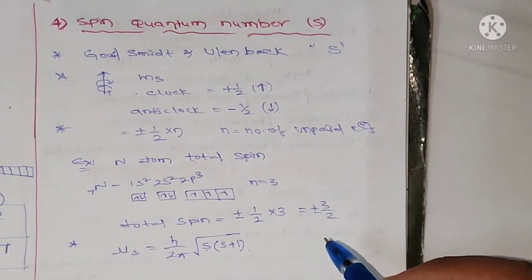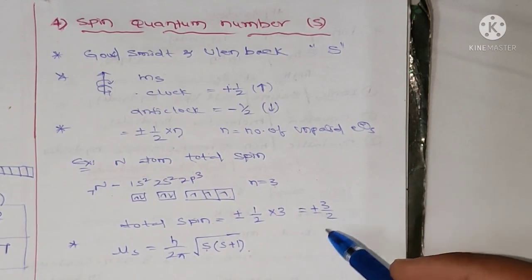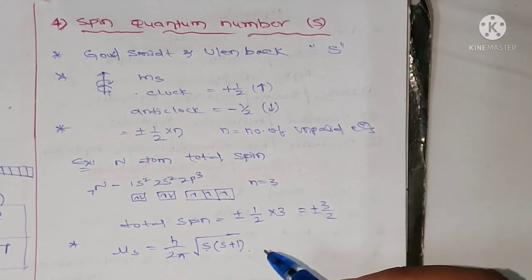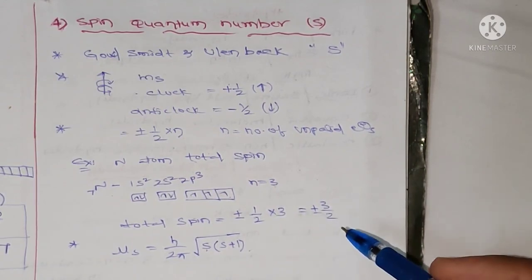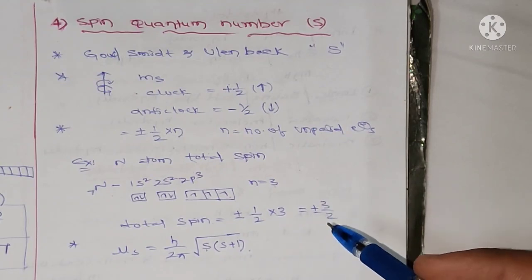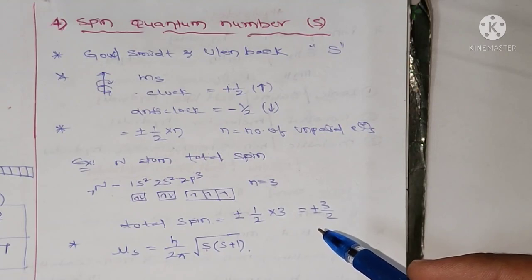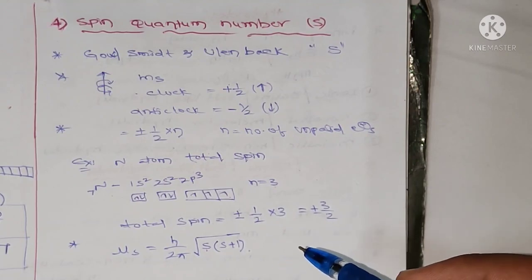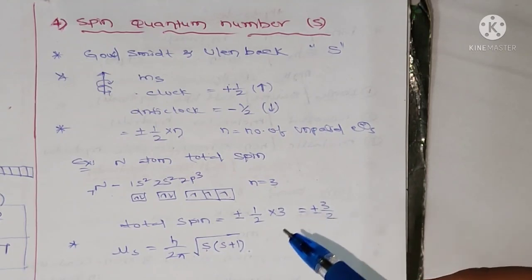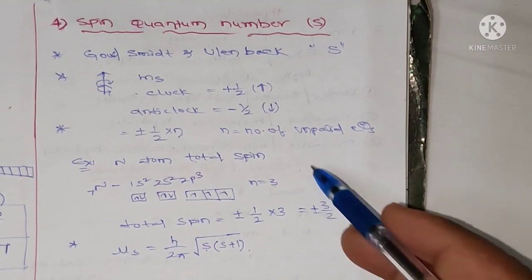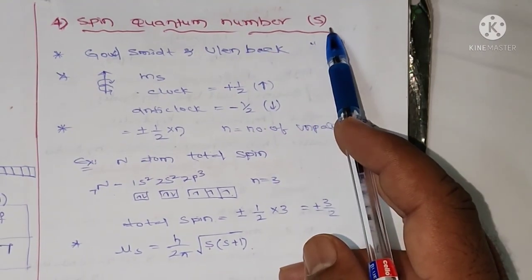So the 4 quantum numbers are over. The principal quantum number is represented by small n, the azimuthal quantum number, or subsidiary quantum number, or angular momentum quantum number, is represented by small l, the magnetic quantum number, or orientation quantum number, is represented by small m, and the spin quantum number is represented by s.